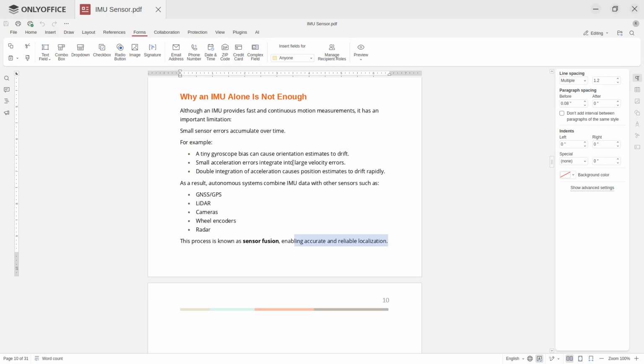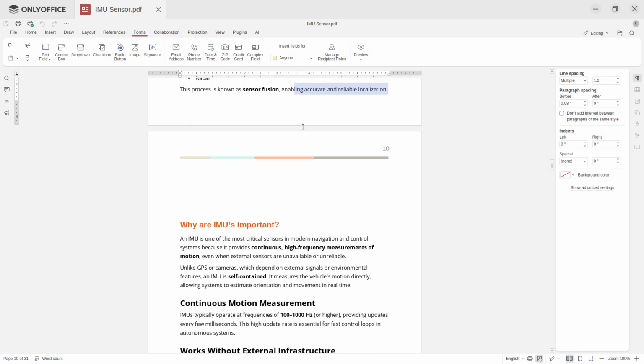So what this is basically saying is that IMU data accumulates error over a period of time. So what we can do is sensor fusion. We can fuse the IMU data with data from other sensors, so that the error can be decreased, right? So this is why an IMU alone is not enough.